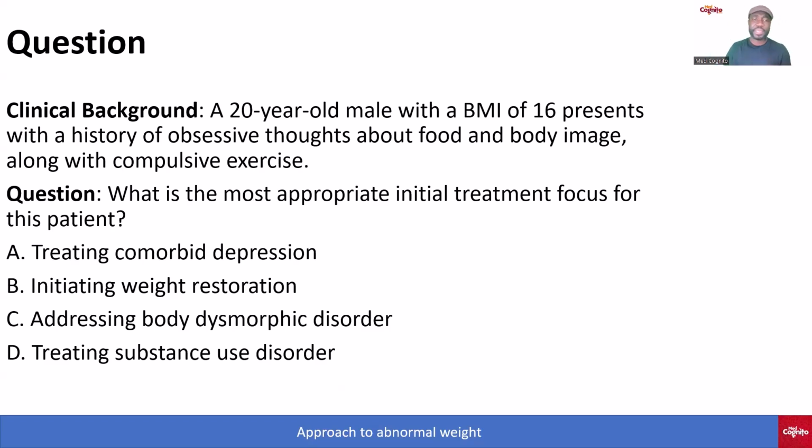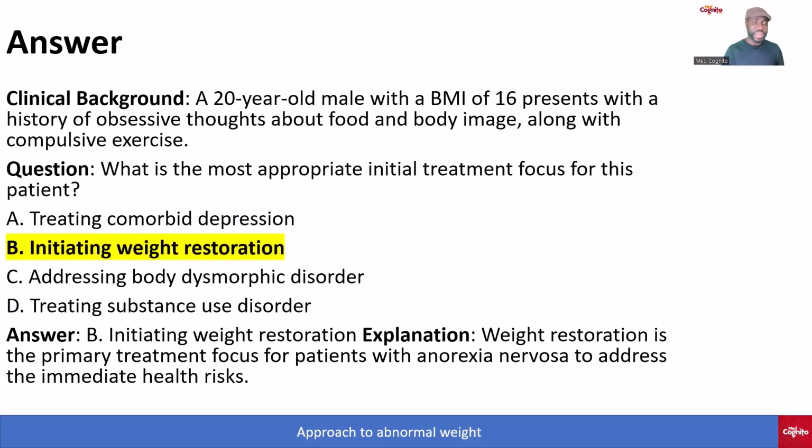Is it going to be A, treating comorbid depression, B, initiating weight restoration, C, addressing body dysmorphic disorder, or D, treating substance use disorder? Which is the most appropriate initial treatment to focus on? Are you going to just treat a comorbid depression, or initiate weight restoration? The BMI is 16, with a history of obsessive thoughts about food. And the correct answer is B. Dr. Jackie Lowe, you went for C. Dr. Akano, you got that right. You went for B.